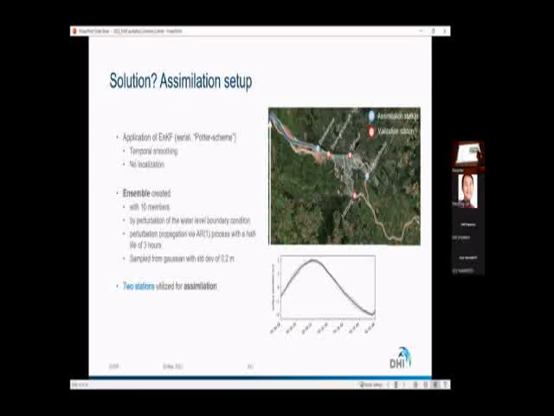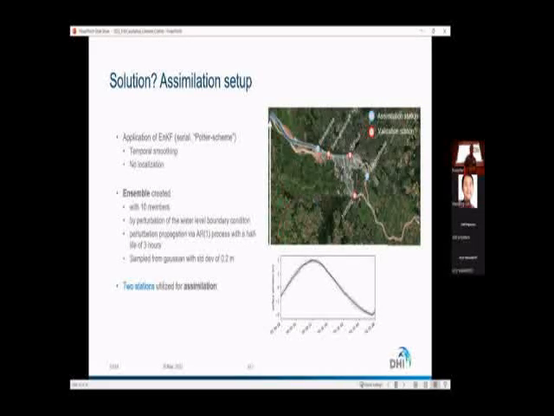I hope it's visible. You can see the ensemble mean of the surface elevation and then the different members depicted on the bottom right, close to the boundary condition. And we do this by perturbing the water level boundary condition in magnitude. And the temporal propagation of the perturbations, we do this by an autoregressive first order process with a half-life here of 3 hours. And this is sampled from a Gaussian with a standard deviation of 0.2 meters.